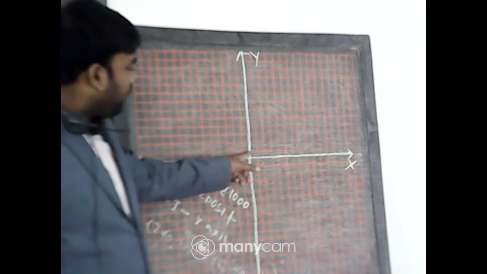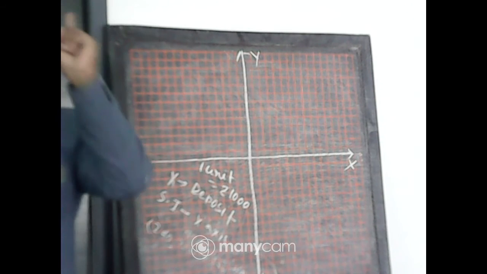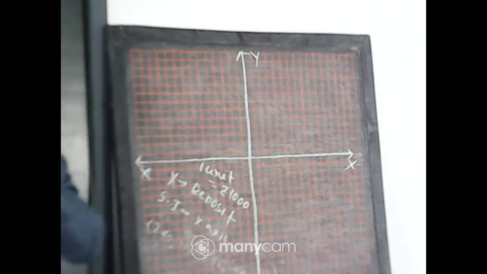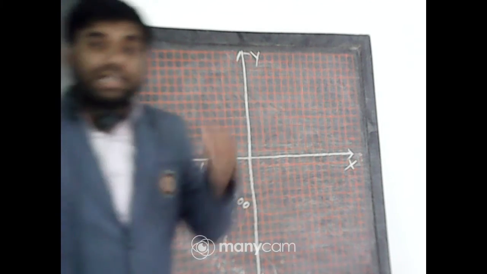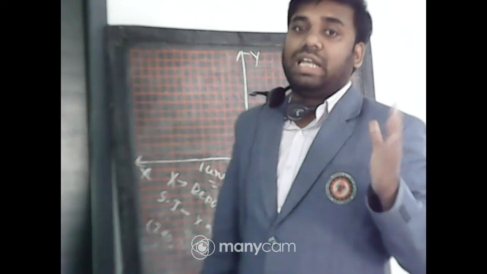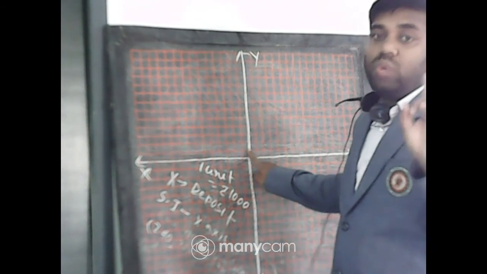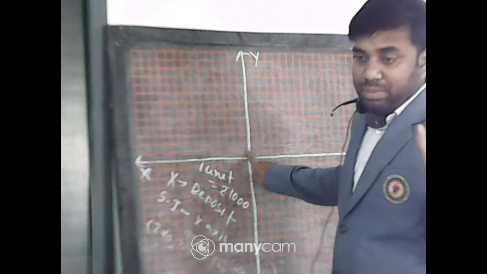You can choose the scale according to you. I am taking here 1 unit equal to 1000. I can take 2 units equal to 1000, 3 units equal to 1000. It totally depends on you what scale you choose. Okay, I am taking here 1 unit equal to 1000. Got it, everyone?